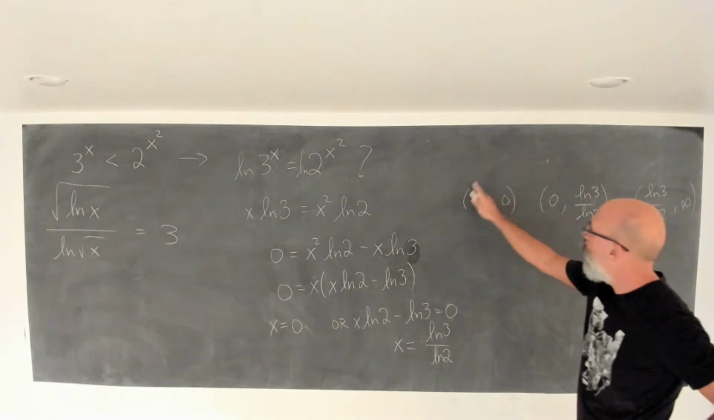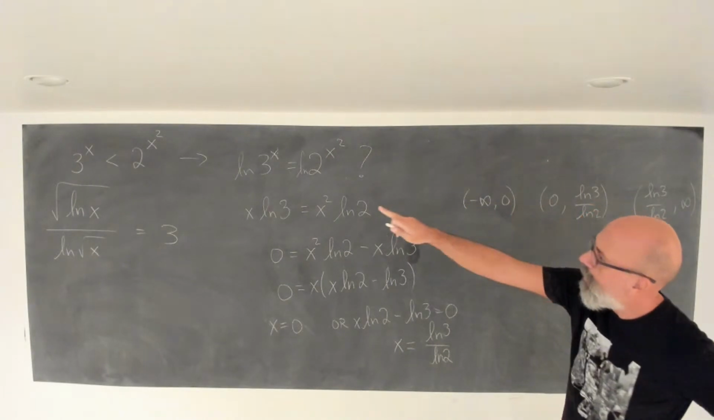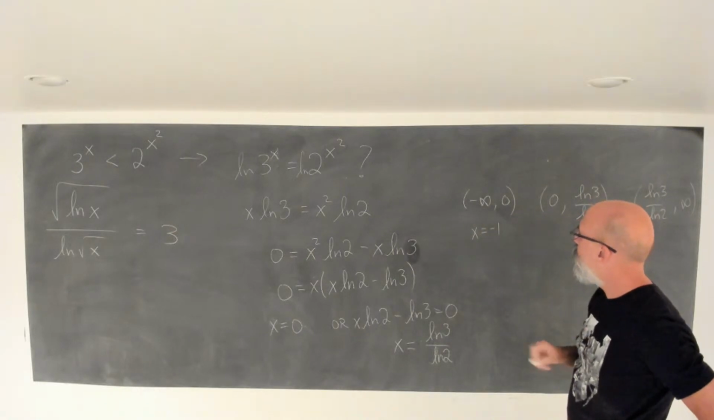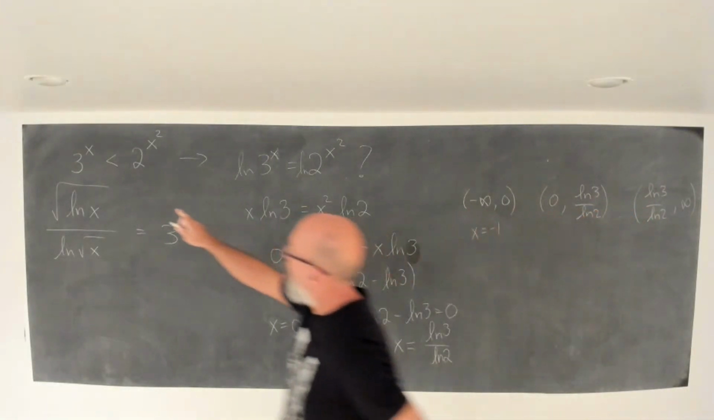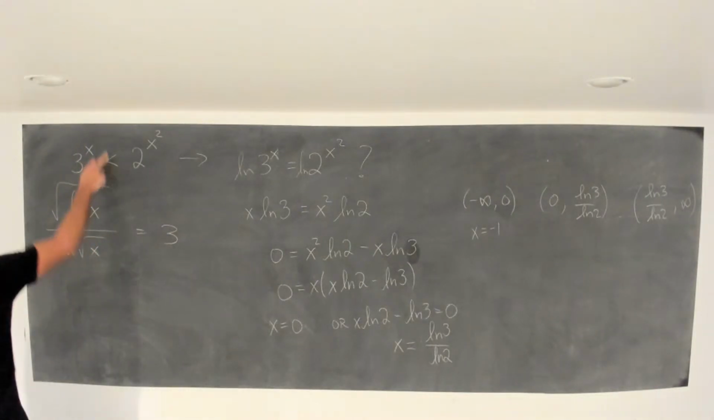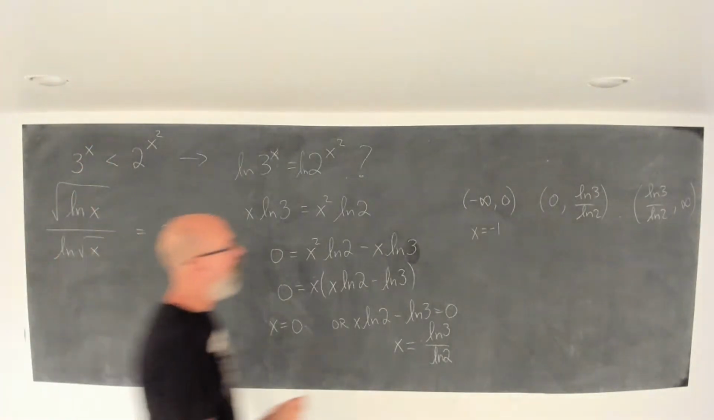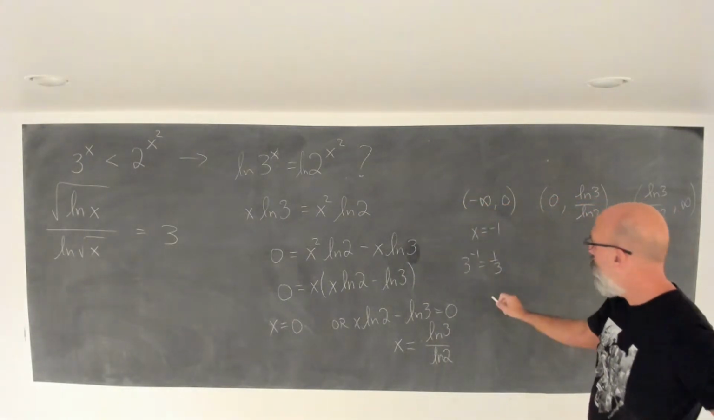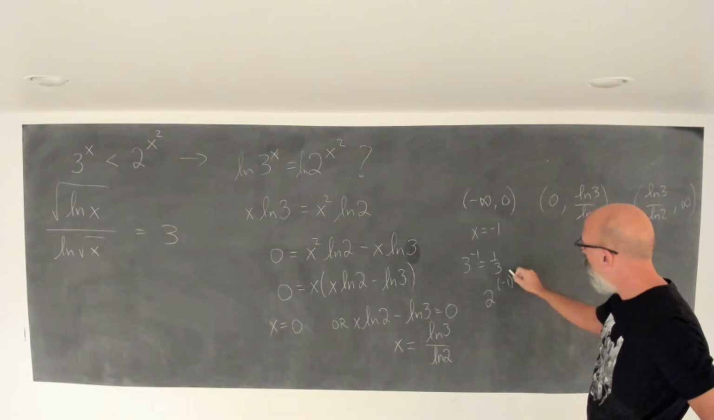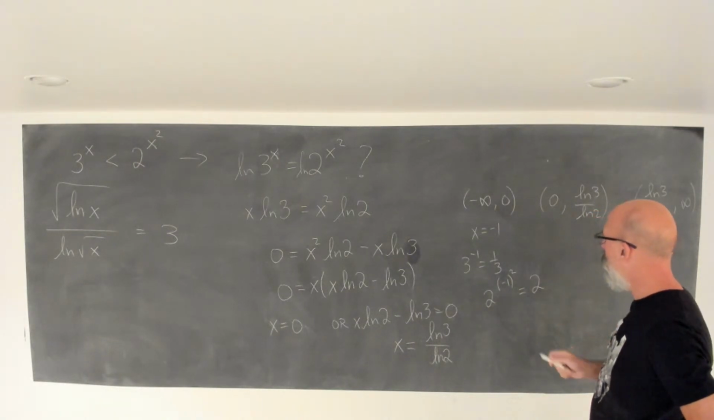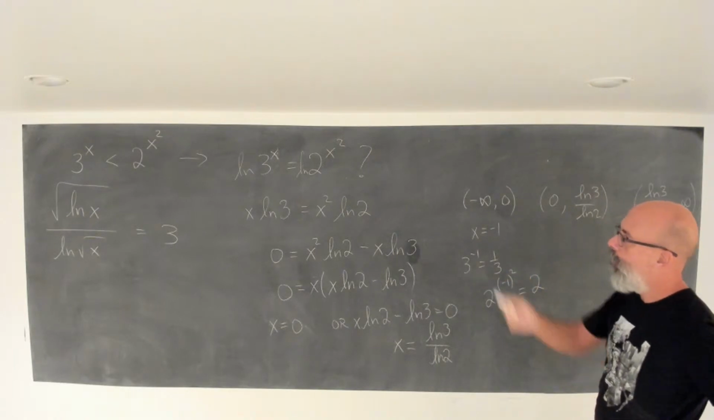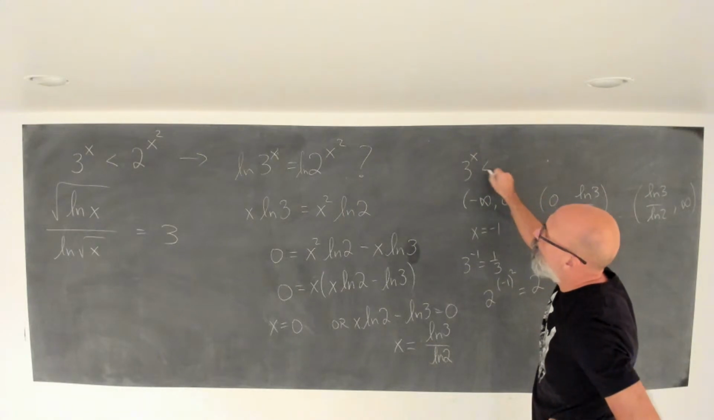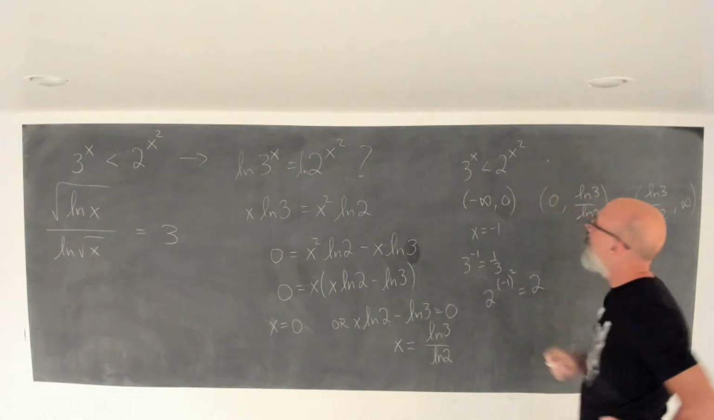So, I mean, if we took a number in here and tested, if x is -1, 3 to the -1 is 1/3, and 2 to the -1 squared is 2. So 2 is bigger than 1/3. So in this interval, 3 to the x is going to be less than 2 to the x squared.